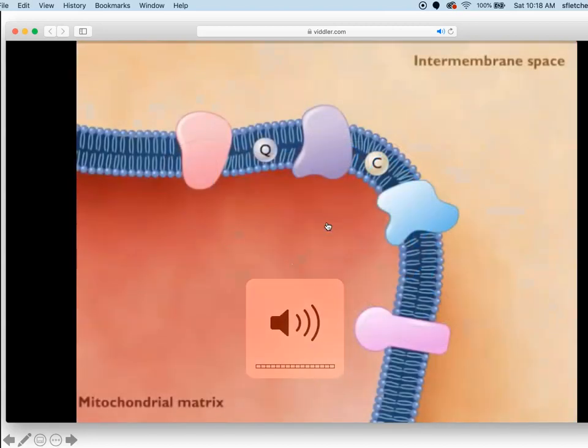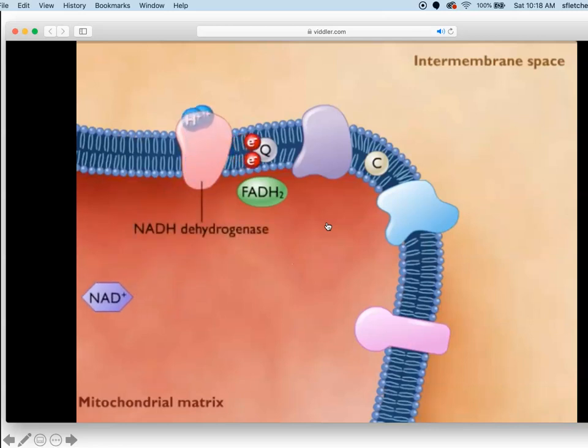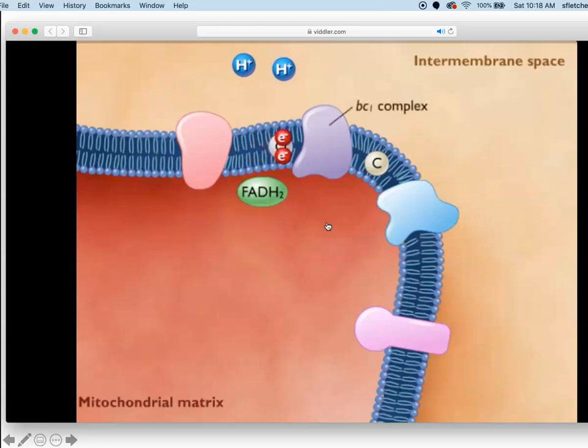When glucose is oxidized during glycolysis and the citric acid cycle, NAD+ and FAD are reduced to NADH and FADH2, and hydrogen ions, H+, are released. In the mitochondria, the electrons from NADH are transferred to the electron transport proteins, and the hydrogen ions are transferred across the membrane. As the electrons move from carrier to carrier down the electron transport chain, more hydrogen ions are carried across the membrane.